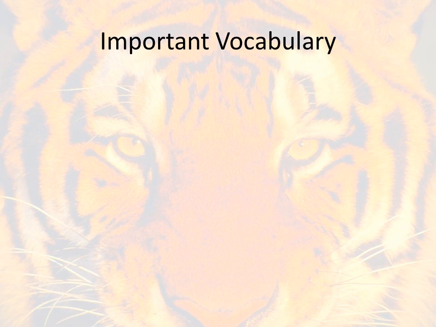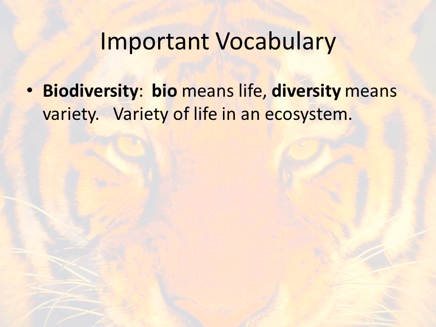Now for 7.10b, there's two very important vocabulary words, and those are located on your notes. The first one is biodiversity. We have to understand what this means to have any chance at being successful. If we break it into two word parts, the first part is bio, and that basically just means life. When you take biology in high school, it's the study of life. The next part of the word is diversity, and this basically just means variety. So if you put the two together, you've got the variety of life in an ecosystem.